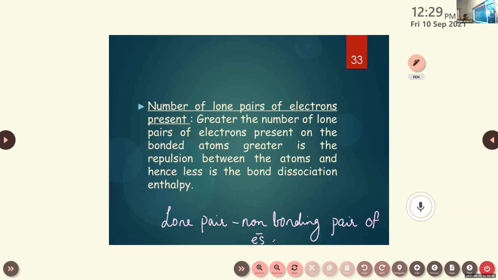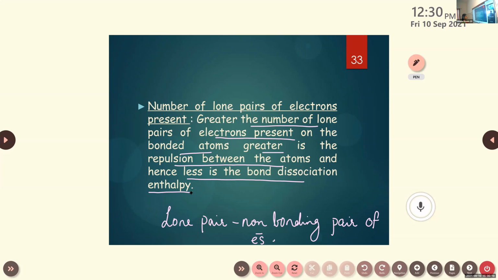So the number of lone pairs of electrons present. Greater the number of lone pairs of electrons present on the bonded atoms, greater is the repulsion between the atoms, and hence less is the bond dissociation enthalpy. If more lone pairs are present on an atom, greater is the repulsion between these electrons, and hence less is the bond dissociation enthalpy. So only a less amount of energy is required to break that bond.